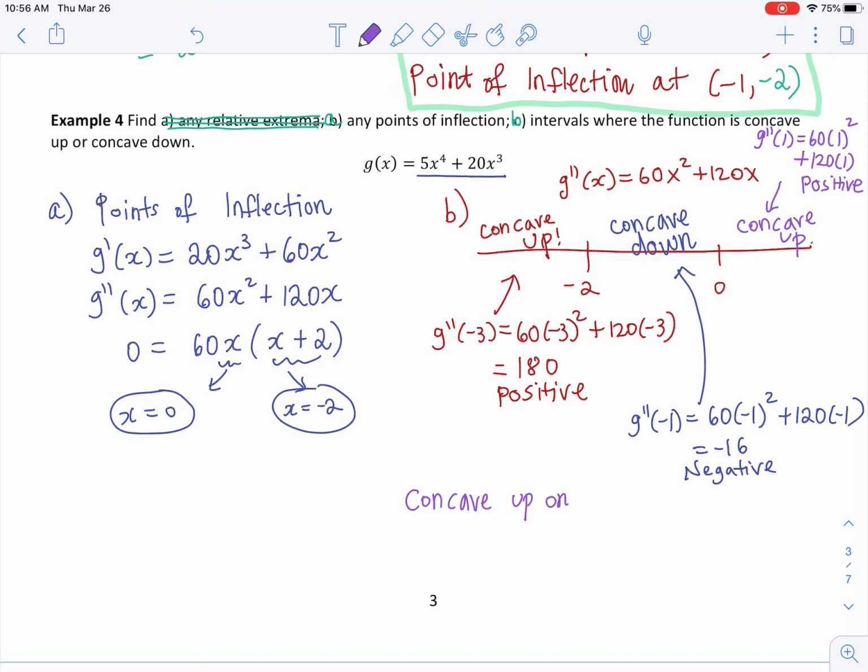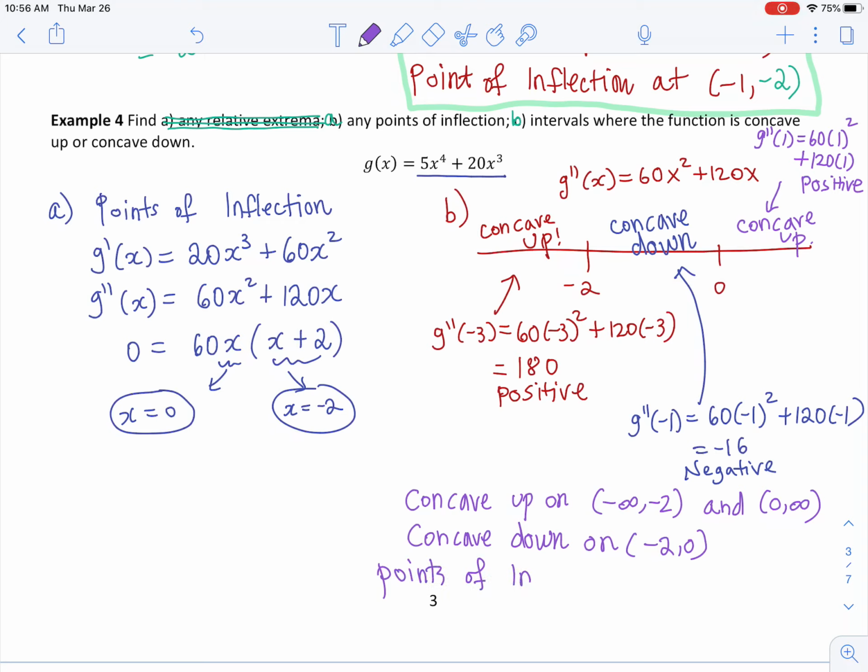So let me write my answers. Concave up on -infinity to -2 and 0 to positive infinity. Concave down on -2 to 0. And we have 2 points of inflection. Now, I only have the x values. I now need to plug these x values into the original function to find the y values, right? So let's do that.